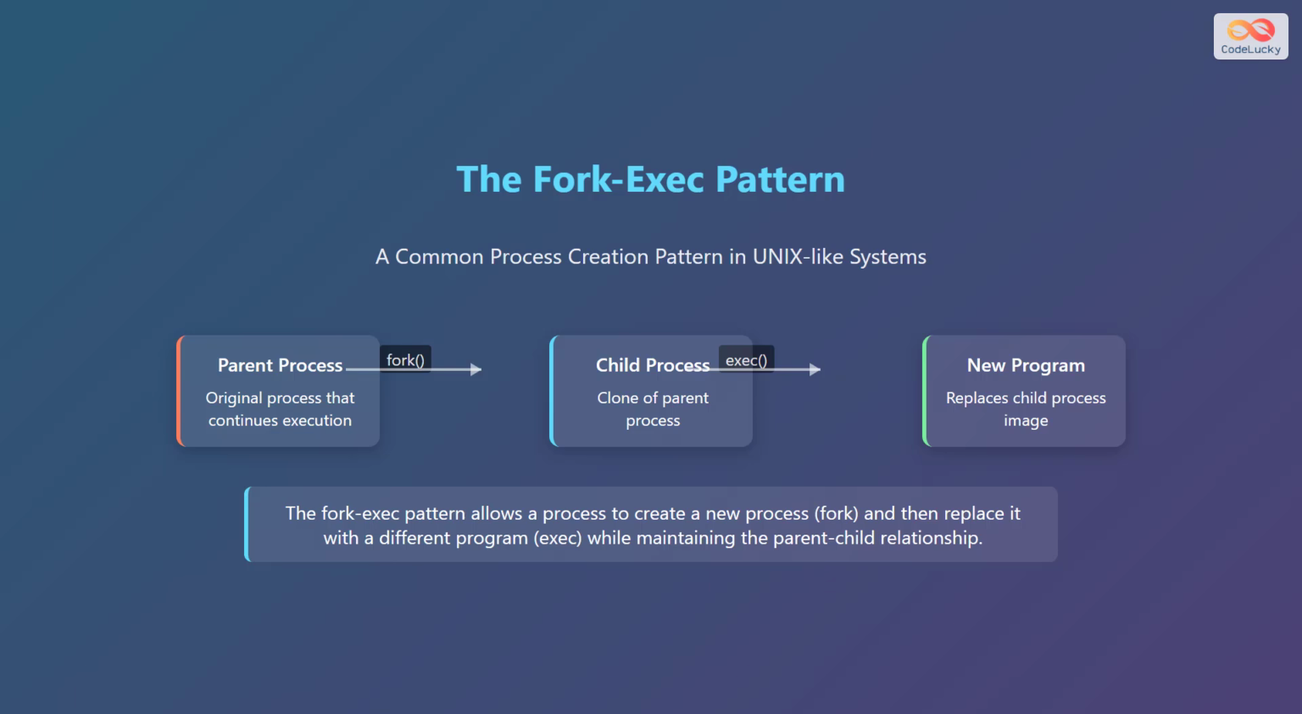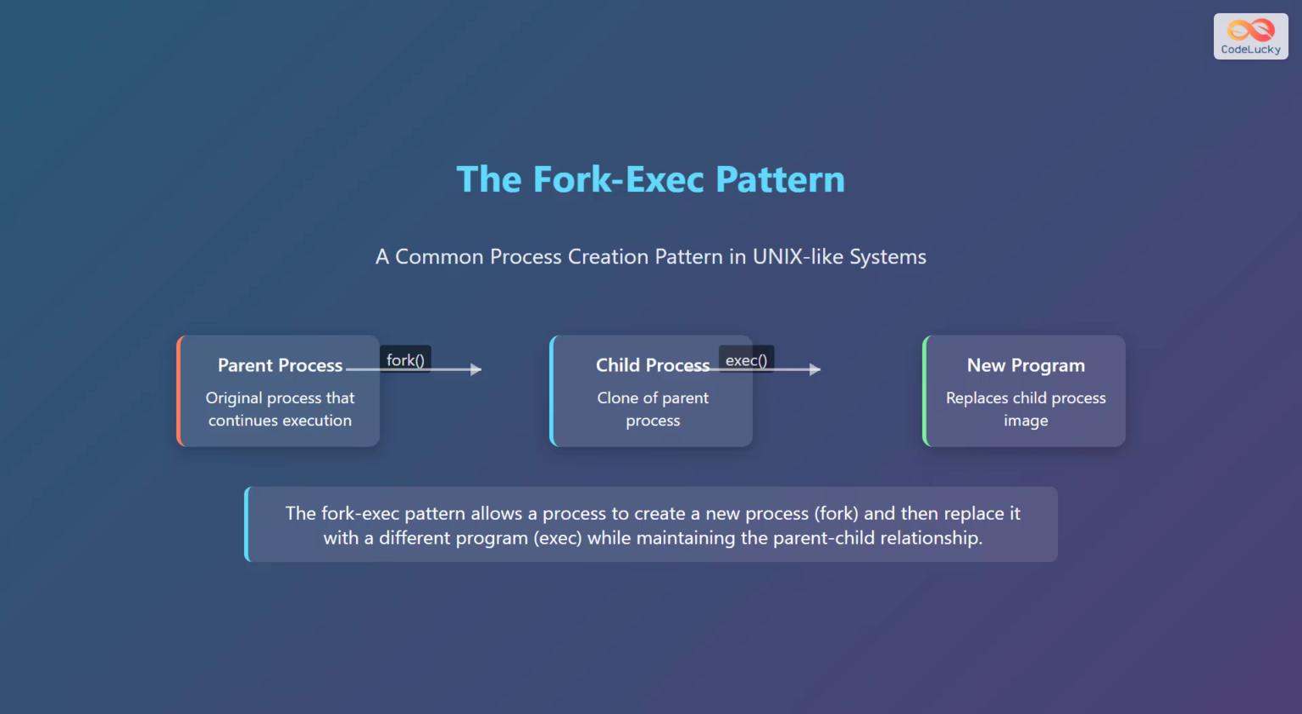Let's explore the Fork-Exec Pattern. The Fork-Exec Pattern is a common process creation technique used in UNIX-like systems. It involves first creating a new process using fork, and then replacing that process's image with a different program using exec. The fork call creates a new process that is a duplicate of the calling process. After the fork call, both the parent and child processes continue execution. Typically, the child process then calls one of the exec functions to replace its process image with a new program. This allows the child process to run a different program than the parent process.